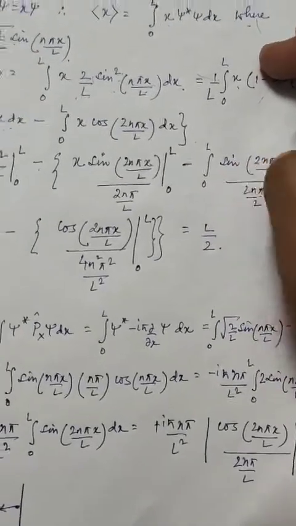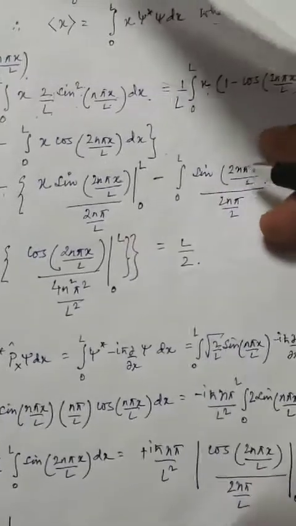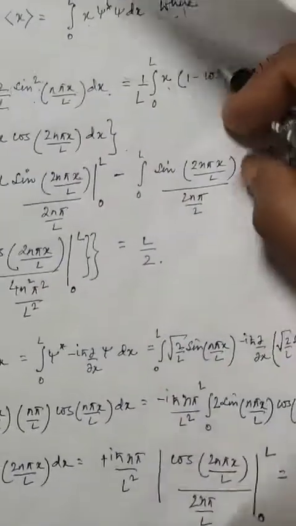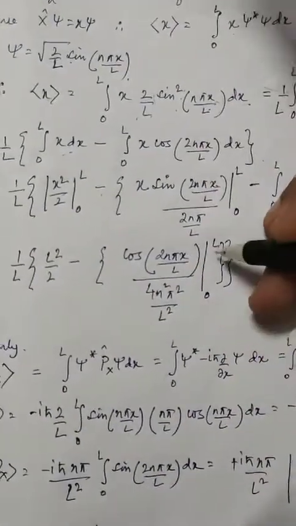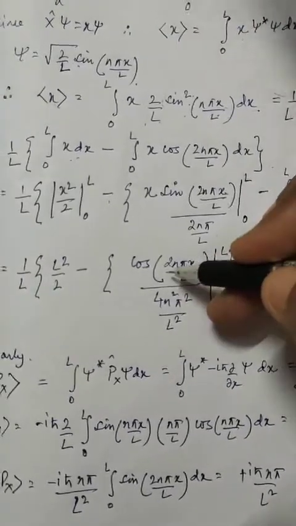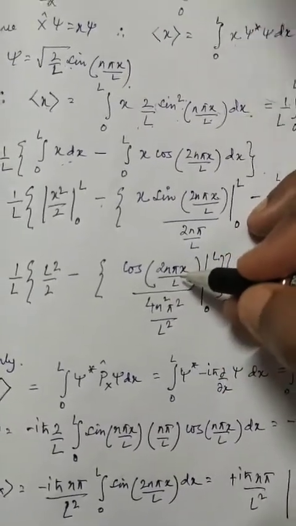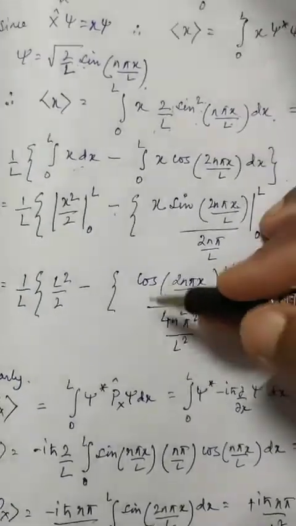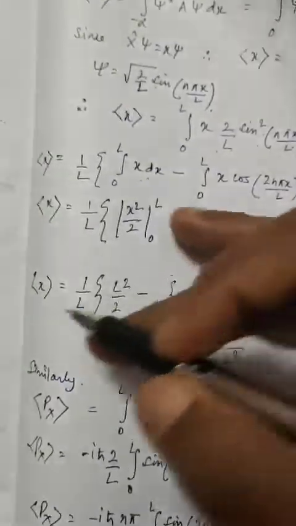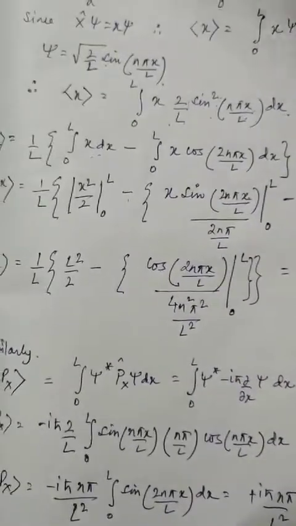Integration of sine means minus of cos, so this becomes a plus, here there is a minus, so it is a minus, so it is cos 2n pi x by L by another 2n pi by L comes down, so it becomes 4n square pi square by L square, and it is 0 to L. Now if you put a 0, then cos of 0 is 1, and if you put an L, then cos 2n pi, an integral multiple of 2 pi, again it is a 1, so 1 minus 1 will be 0, so again this term will give me a 0, so you have expectation of x as L square by 2 into 1 by L, so that is L by 2. L gets cancelled, it is L by 2.